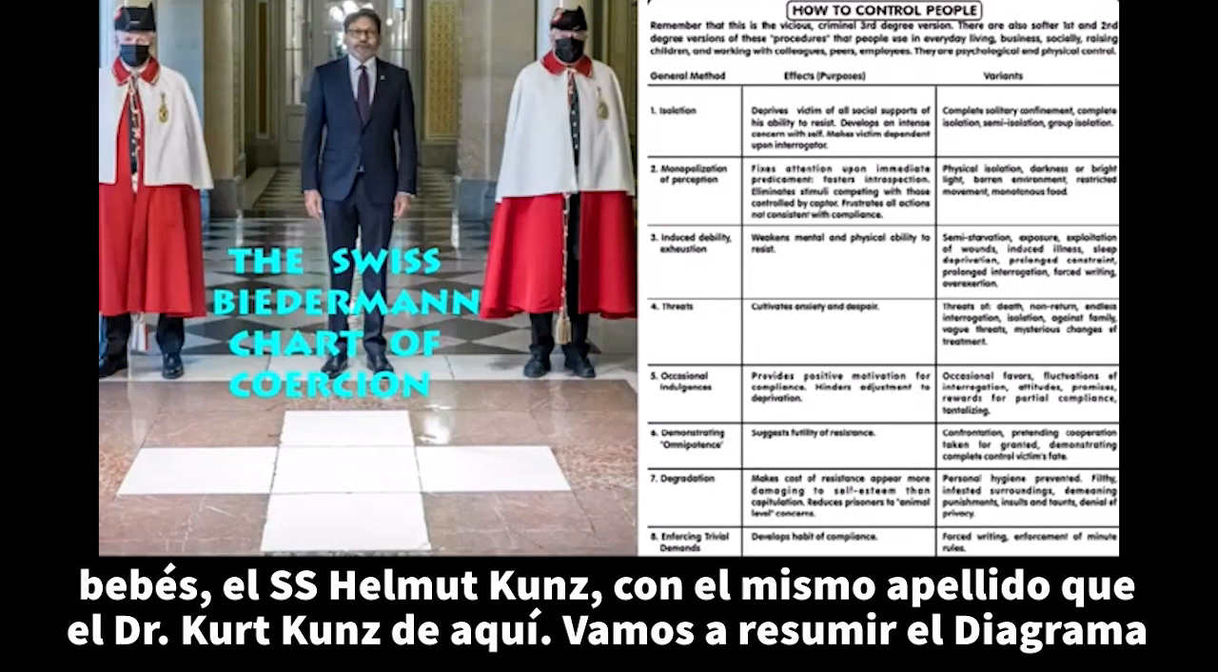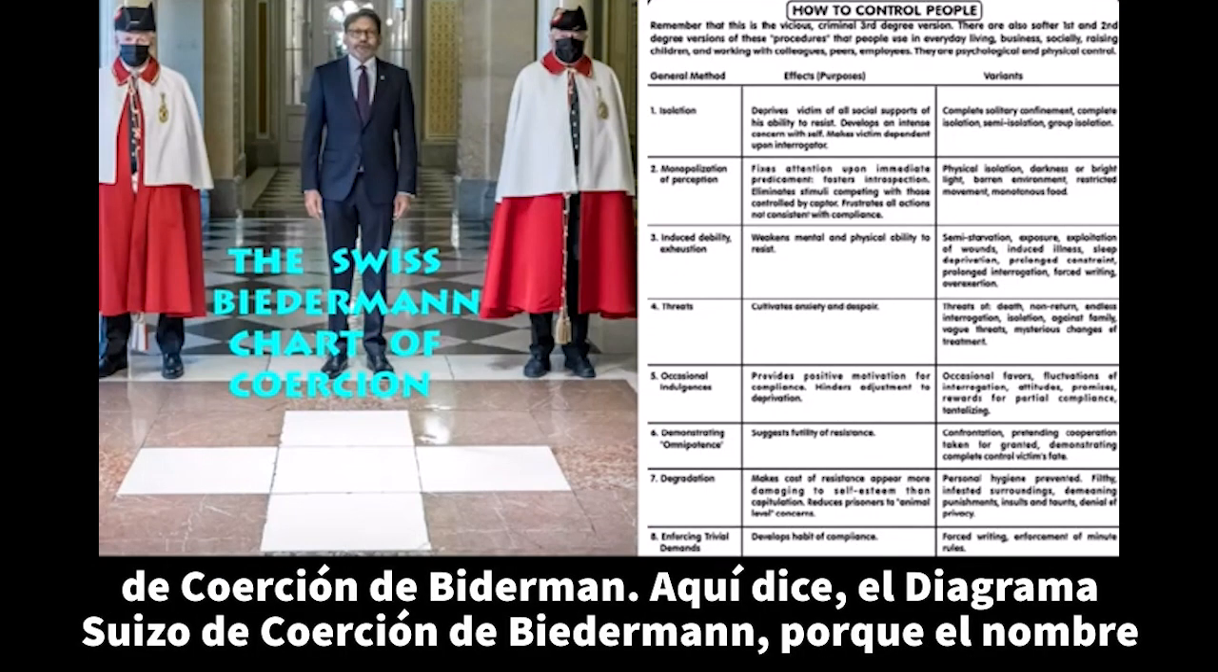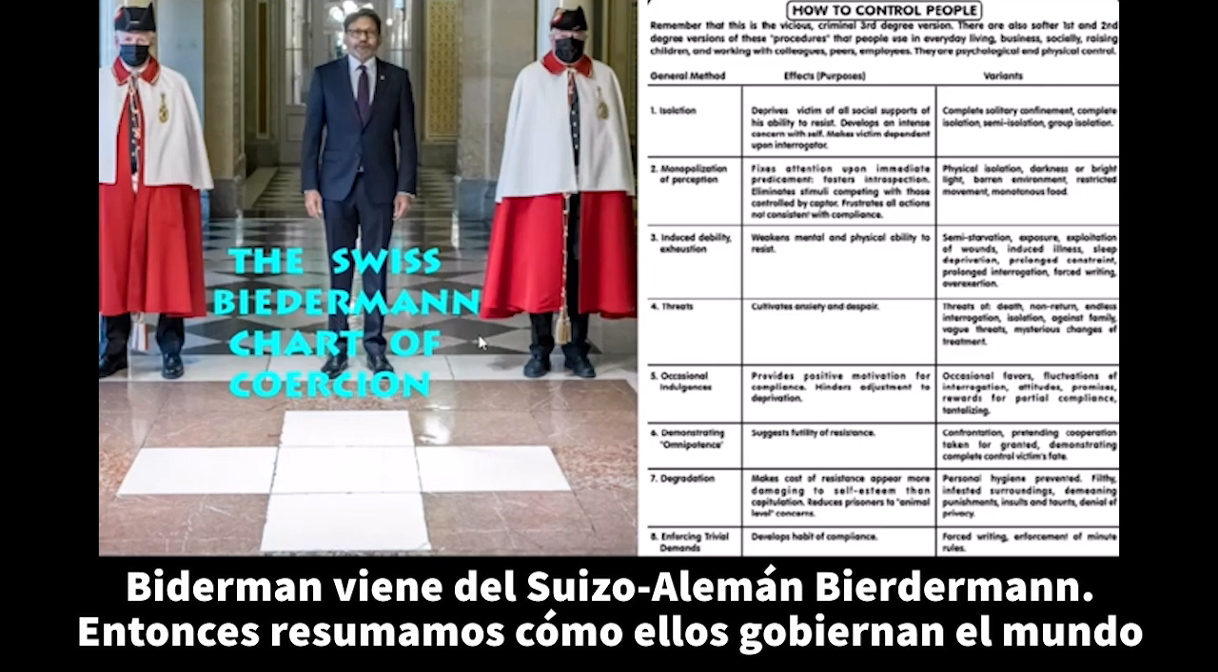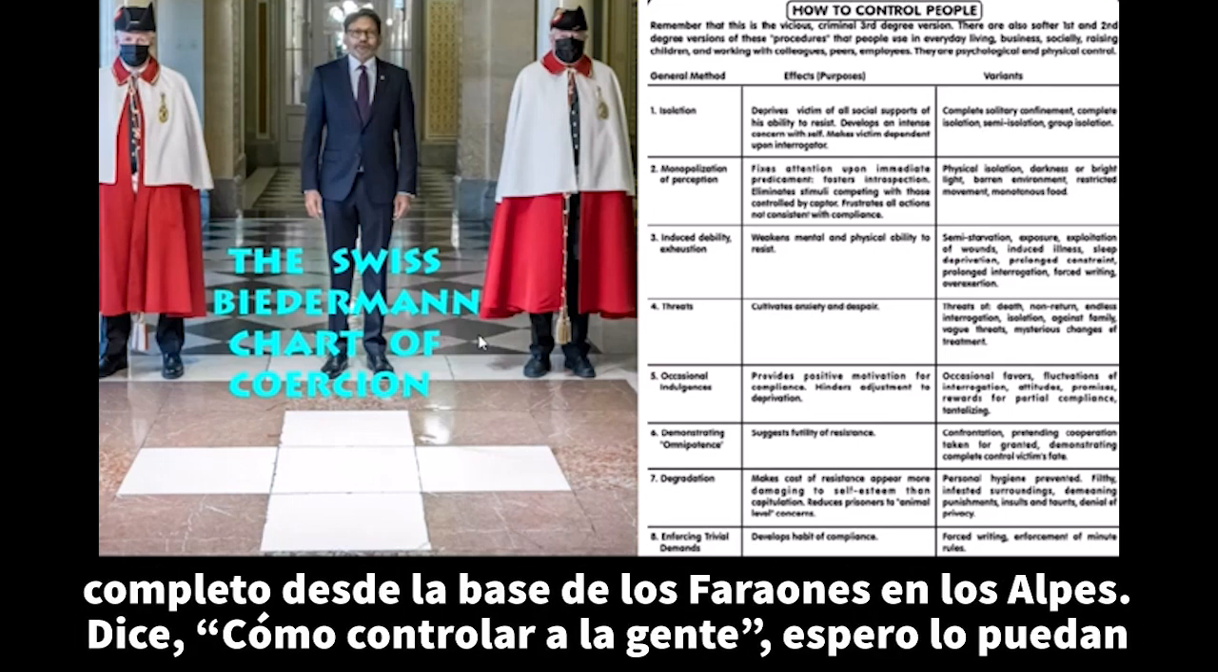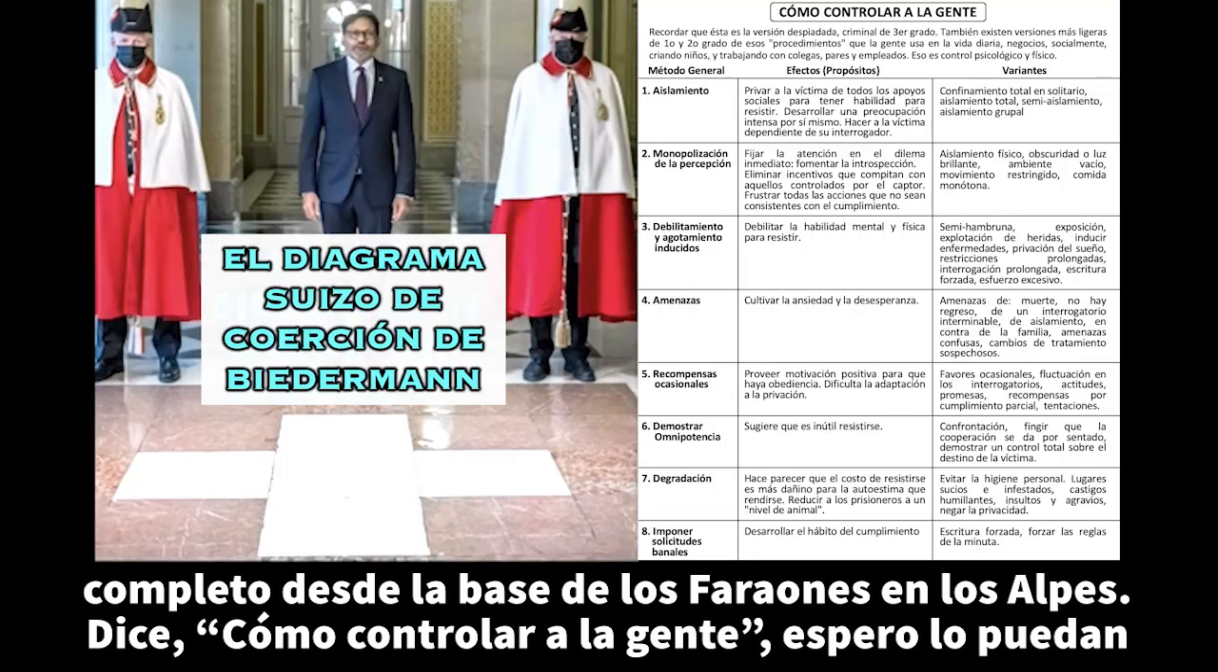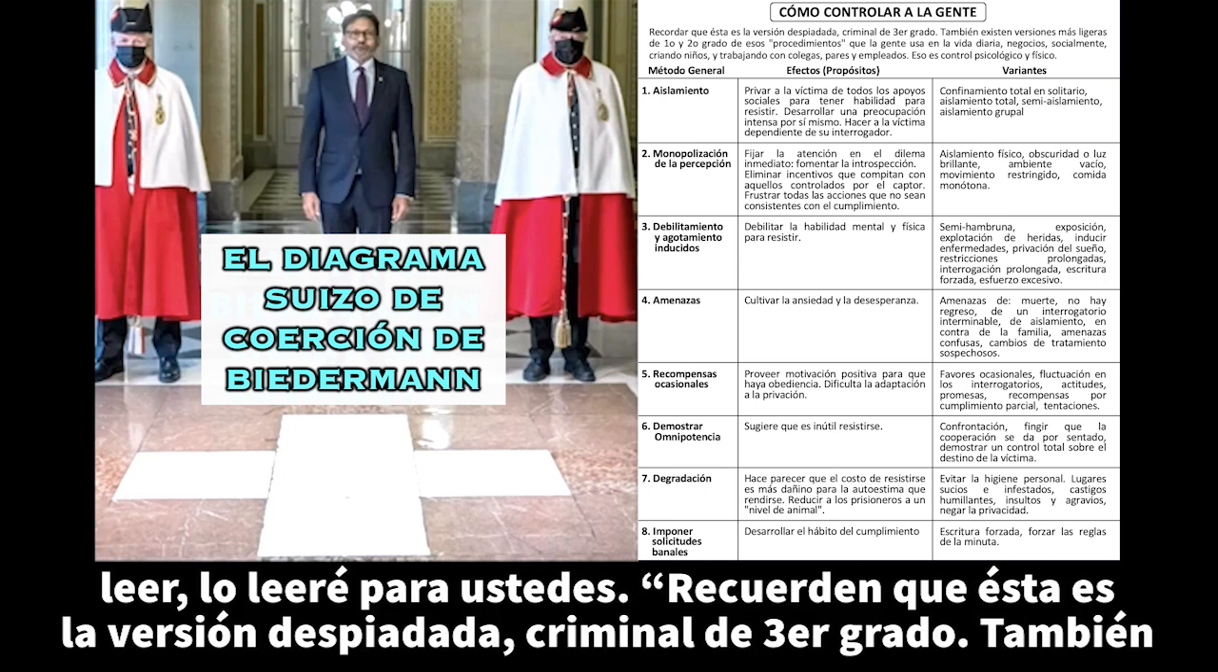So let's summarize the Biderman chart of coercion. Here it says the Swiss Biderman chart of coercion, because the name Biderman is out of the Swiss German Biderman. And let's summarize how they rule the entire world out of Pharaoh's base in the Alps. It says how to control people. I hope you can read it. I'll read it for you. And remember that this is the vicious criminal third-degree version.